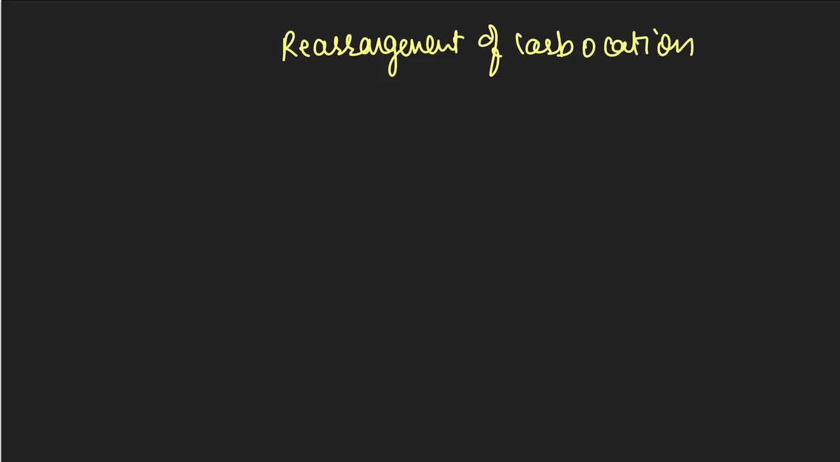Gonna talk about rearrangement of carbocation. So rearrangement of carbocation. First of all, let's look at alpha beta shift, which is also known as 1-2 shift.